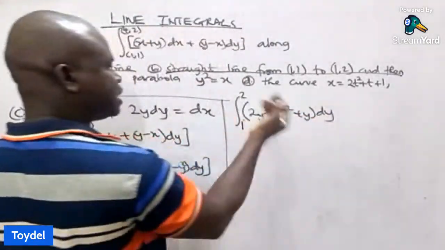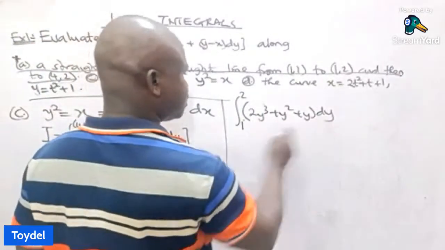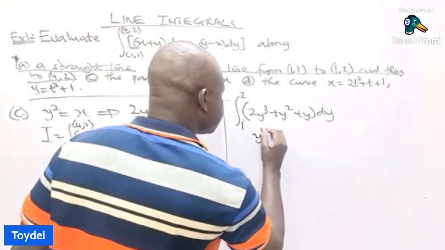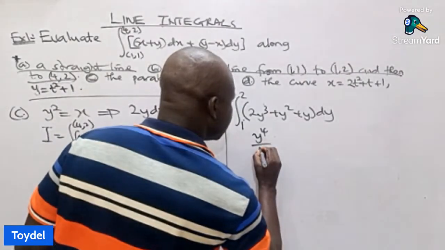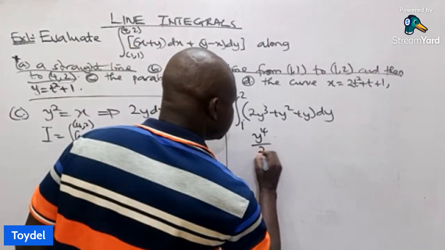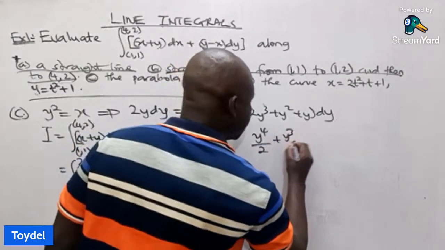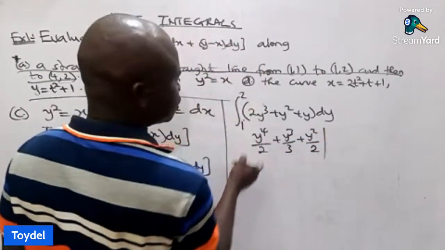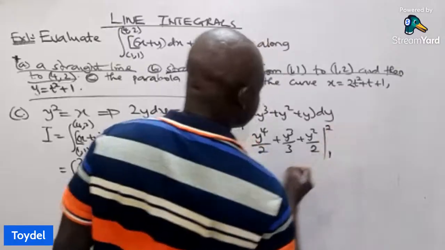At this point, I can integrate. If I integrate this with respect to y, I'm going to get 2y to the power 4 all over 4, that is y to the power 4 all over 2, plus y cubed all over 3, plus y squared all over 2. If you integrate, this is what you get, ranging from 1 to 2.